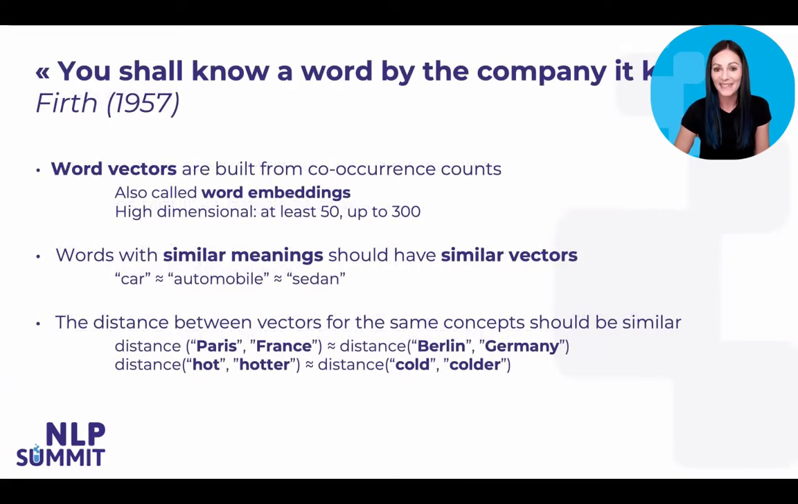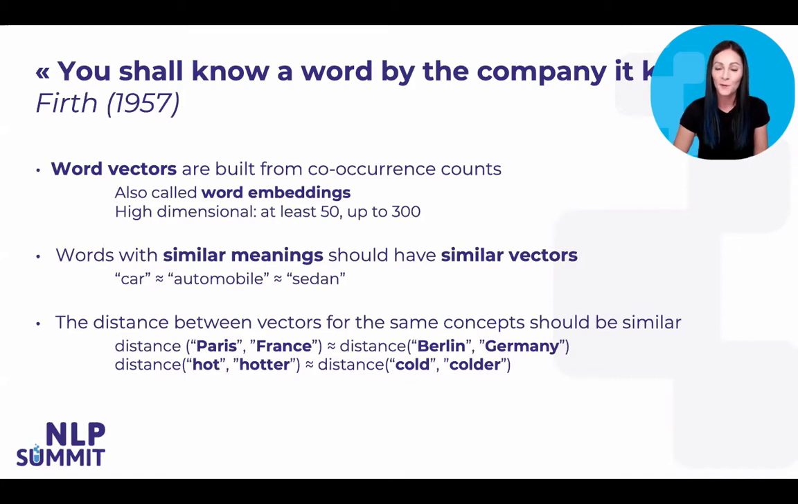And as I said, the research in the field of NLP goes back quite a while. So the English linguist Firth actually coined the phrase, "You shall know a word by the company it keeps," already back in 1957. And they started out pretty easy with word vectors. And word vectors are built from co-occurrence counts, and they're also called word embeddings. They can be high dimensional, at least 50 dimensions, up to 300 dimensions. And a nice thing about creating those word vectors is that you can also encode semantics and meaning.